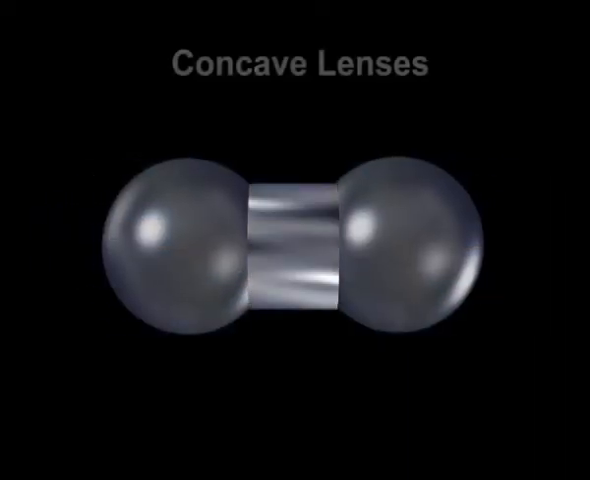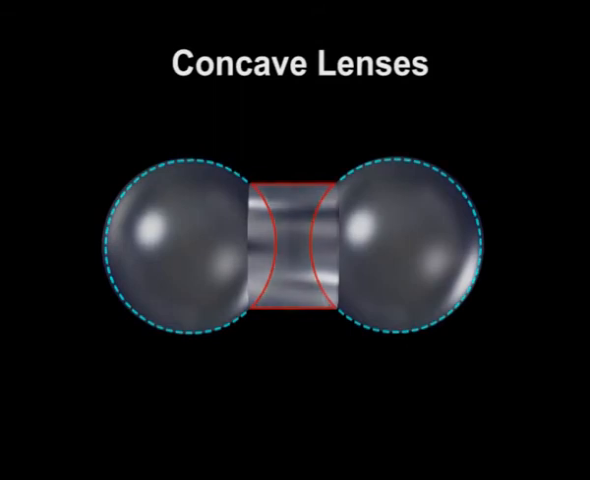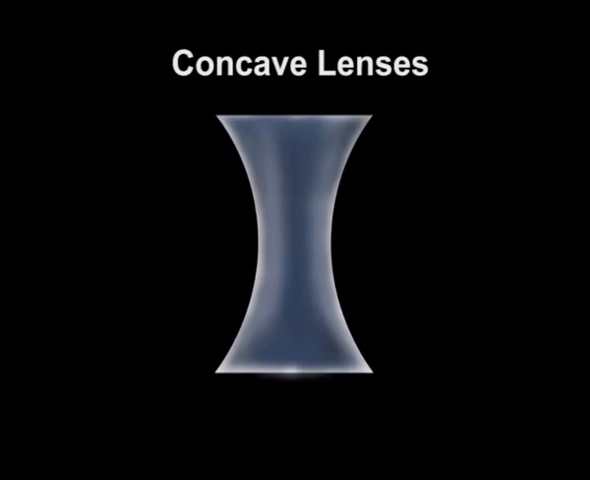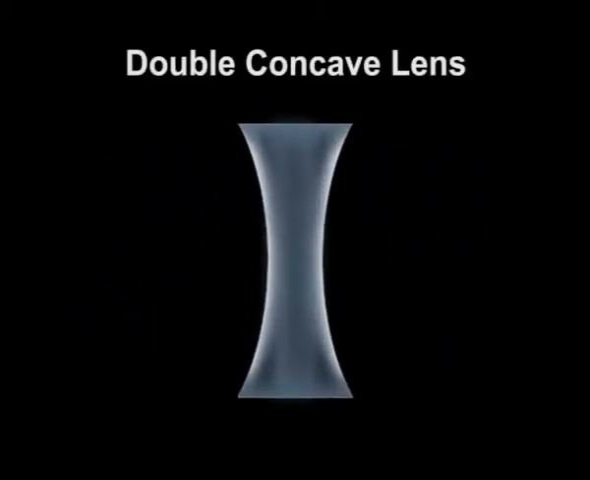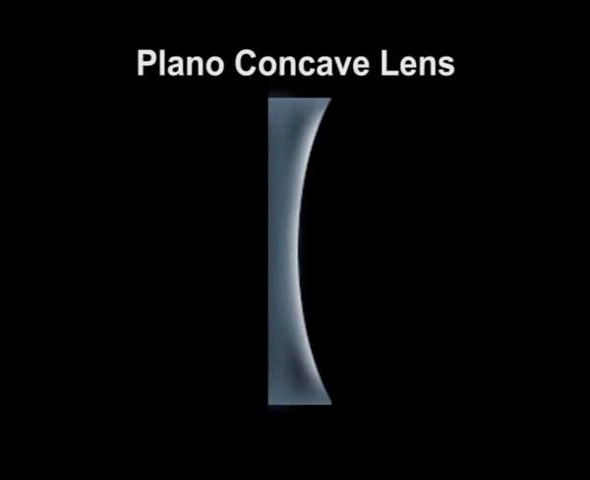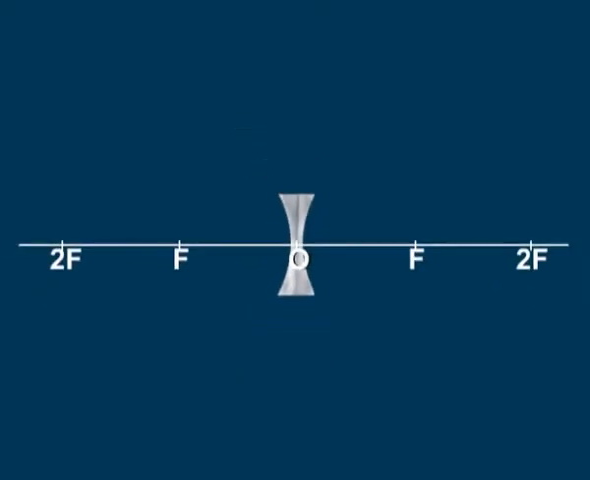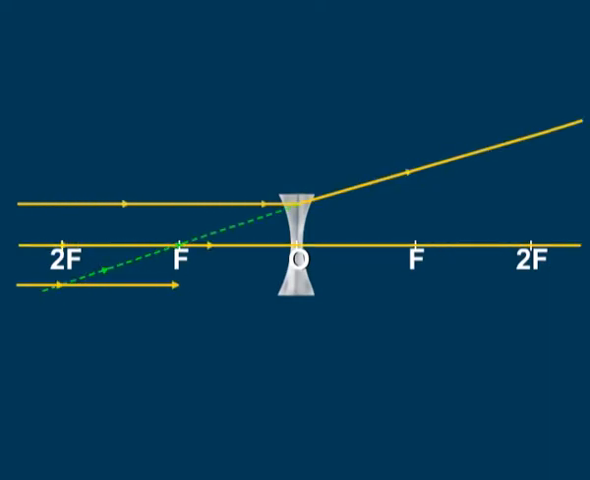On the other hand, concave or diverging lenses are thinner in the middle and thicker at the edges. Similar to convex lenses, concave lenses are also of three types. One is called double concave lens. Other one is called plano concave lens. And the third one is called convexo-concave lens. When a light ray is incident on such concave lenses, it diverges. That is why these are also known as diverging lenses.